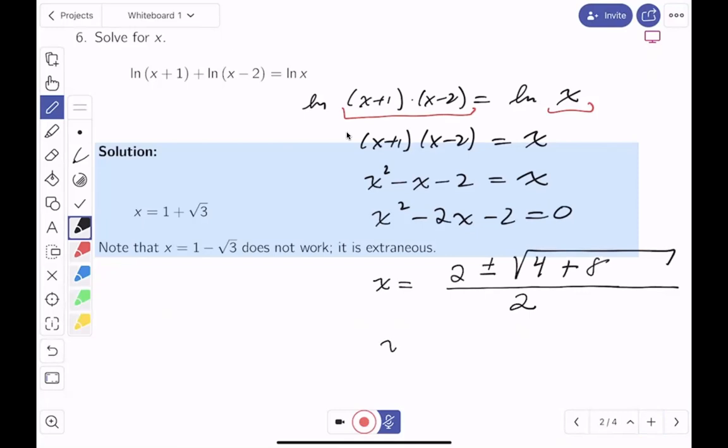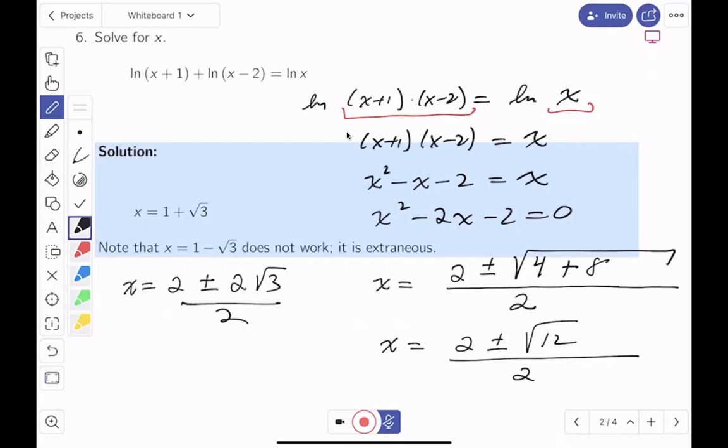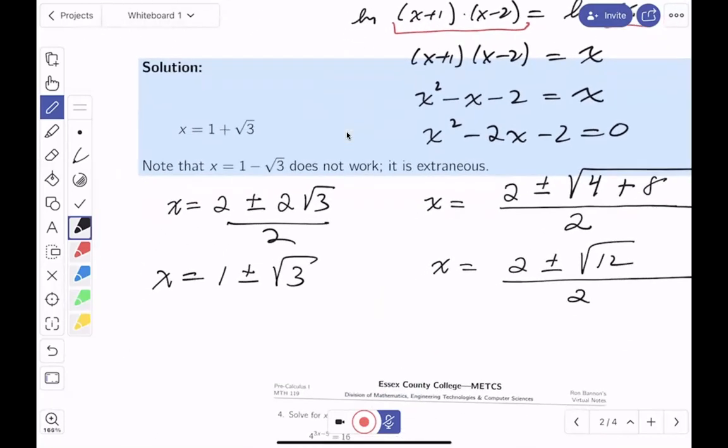Let's keep going. These are complicated numbers, I realize that. 4 plus 8 is 12. I realize I got a square there. So x equals 2 plus or minus, well, the square root of 4 is going to be 2, and that'll be root 3, divided by 2. What do we get over here? x equals 1 plus or minus root 3. I have two answers to bother with, right? So what are the two answers going to be? x equals 1 plus root 3, and the other one is going to be x equals 1 minus root 3.